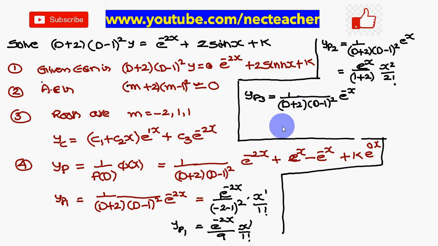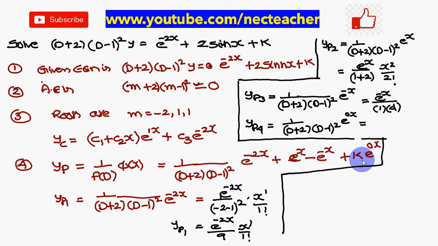Okay, next one, particular integral e power minus x. That means in place of D you have to substitute minus 1. Substitute, you are going to get 1 into 4. Minus 1 plus 2 is plus 1. Minus 1 plus 2 whole square is 4.